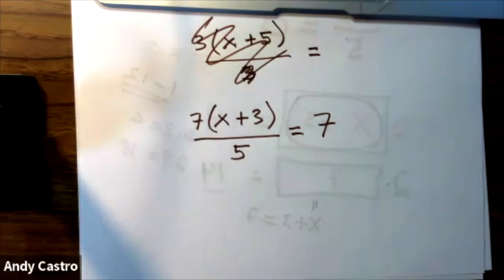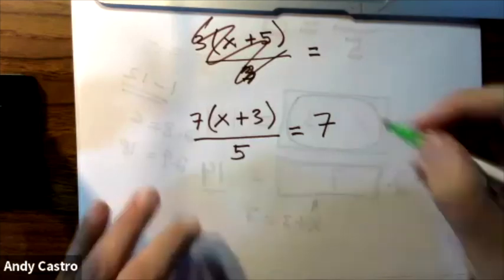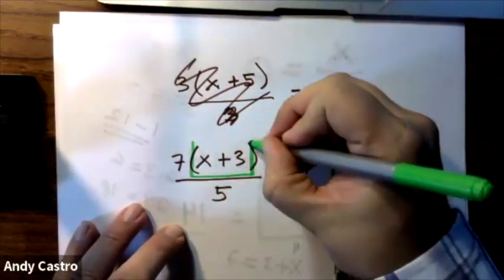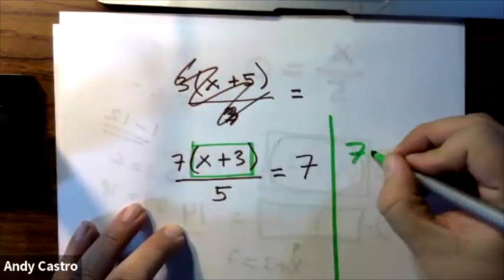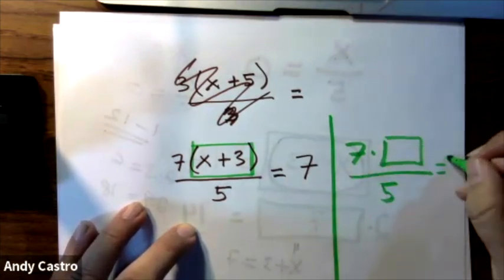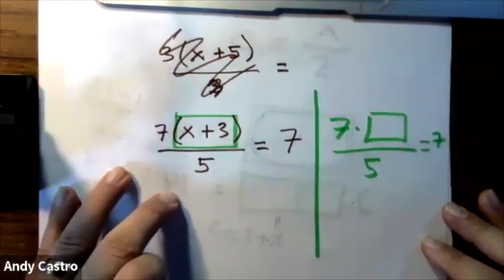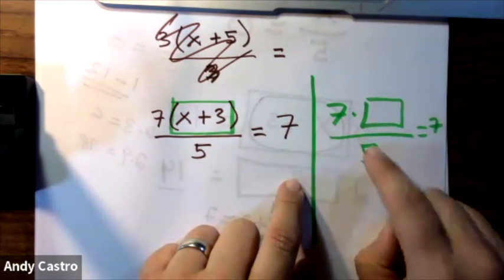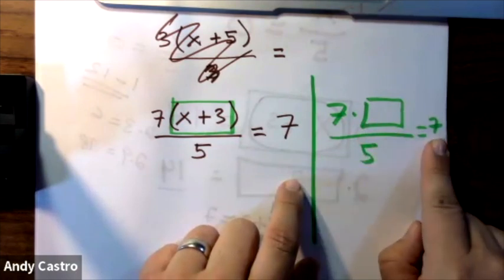All right. So let's look at this one. Let's break this one down a little bit. I'm going to put a little box around here. Okay. 7 times the box divided by 5 is equal to 7. All right. Well, I still have more going on. I have 7 times a number divided by another number is equal to 7.